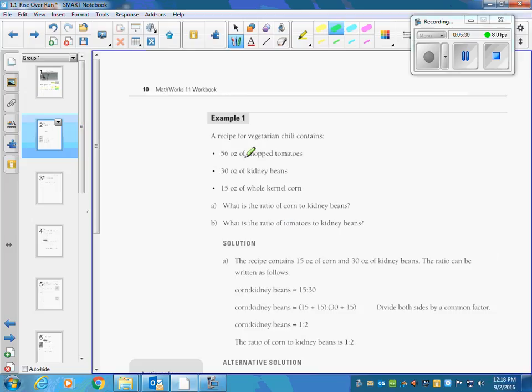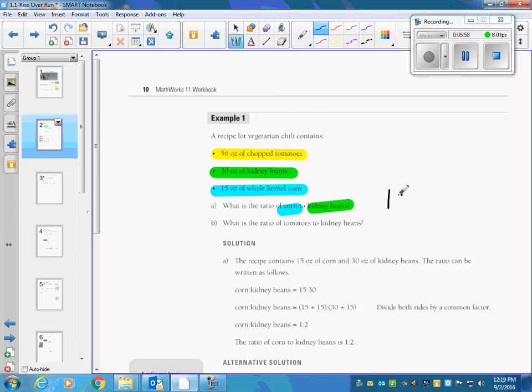So let's look at an example. We've got a recipe for vegetarian chili: 56 chopped tomatoes, 30 ounces of kidney beans, and 15 ounces of whole kernel corn. Question A says, what's the ratio of corn to kidney beans? So corn is first, so let's go look at it. Corn is 15, so it's 15 to kidney beans, which is 30, so 15 to 30.